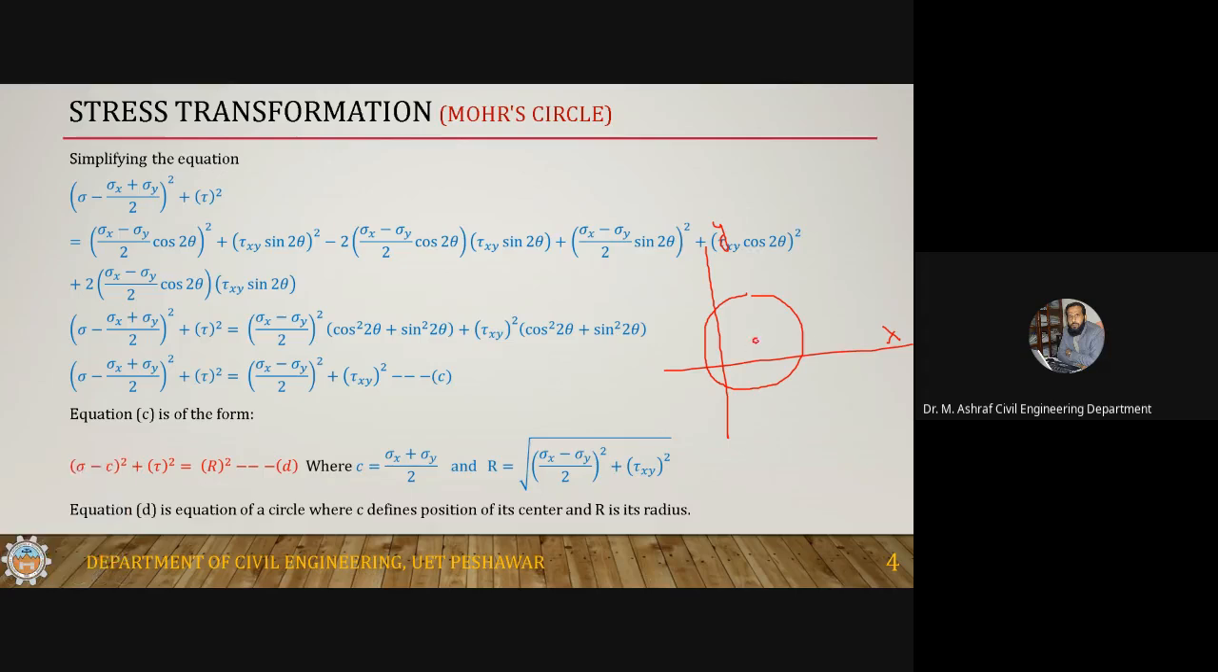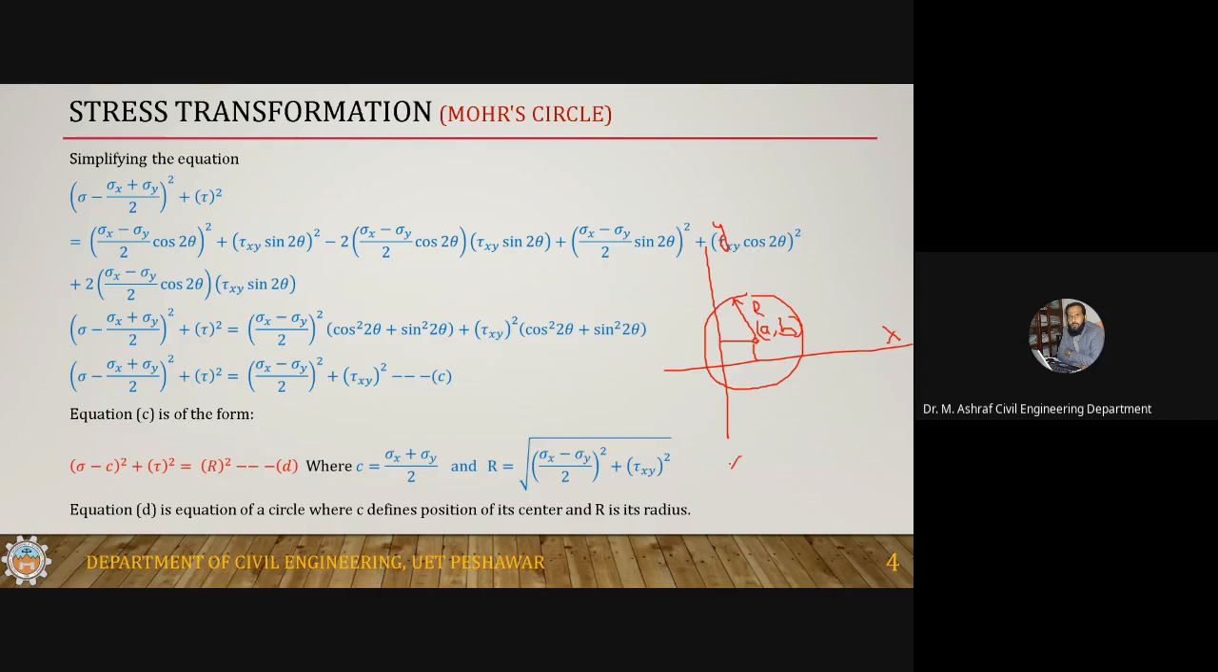This is the center of this circle. Okay, and the coordinates of this center point are, let's suppose, a, b. Meaning this distance is a and this distance is b. Okay, and if r is the radius of this circle, then what will be the equation of this circle?